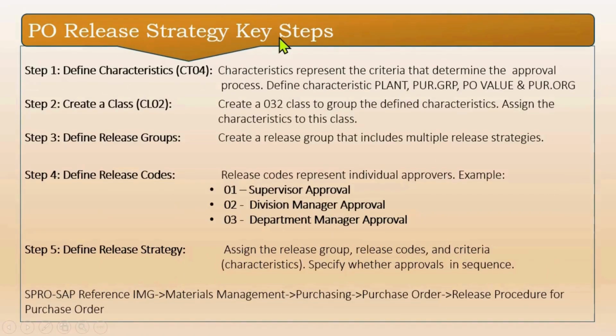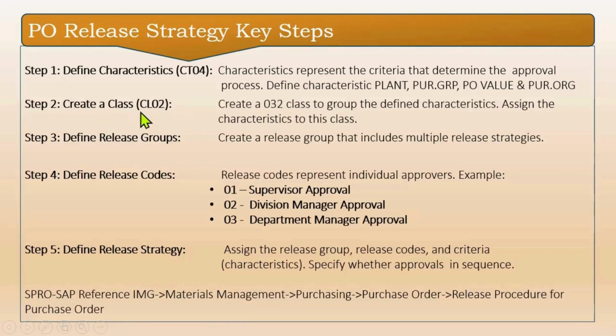Purchase order release strategy key steps. These are the steps you have to follow to do the configuration and build the purchase order release strategy. First, you have to define characteristics. Characteristics can be plant, purchasing group, PO value, total PO value, and purchasing organization. It is not necessary that you take all 4. You can take a combination of 2 and build your purchase order release strategy. PO value is a must, because based upon the total PO value, you will be building the approval process.